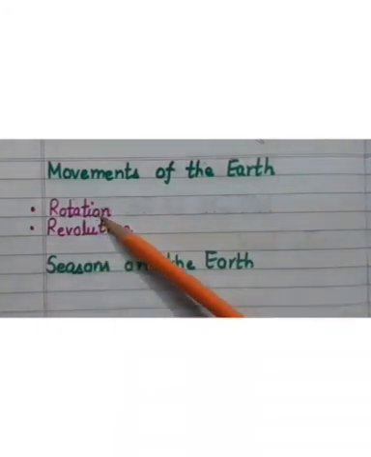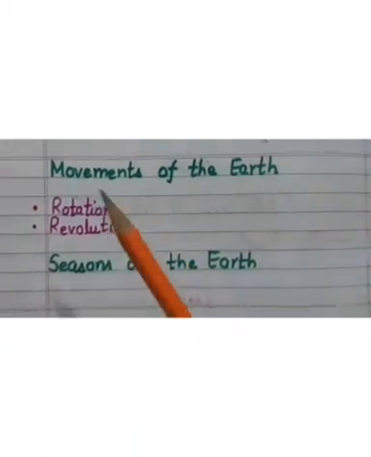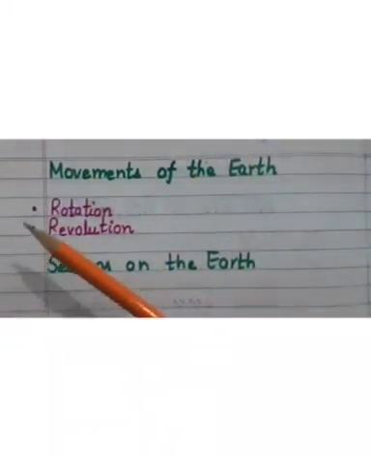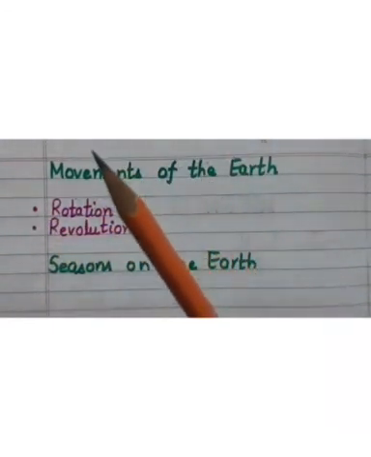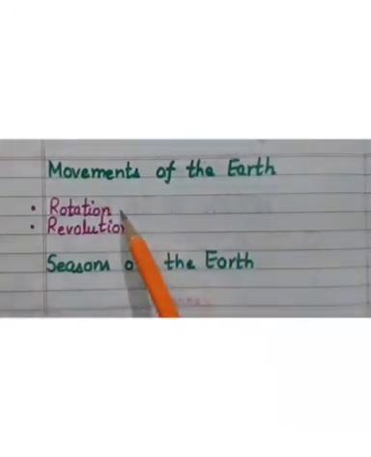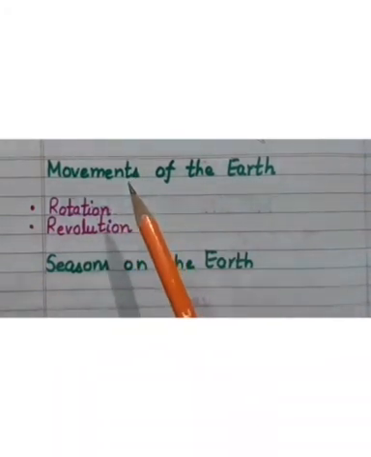First we will study about rotation. Just now I told you, when the earth spins around its own axis, this movement is called rotation. The earth rotates from west to east, in anti-clockwise direction on its axis. To complete one rotation, the earth takes 24 hours, or you can say 1 day.